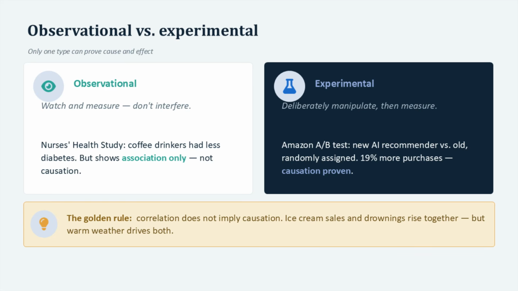And that brings us to one of the most important rules in statistics. I really want you to remember this one. Write it down, underline it, put a star next to it. Correlation does not imply causation.